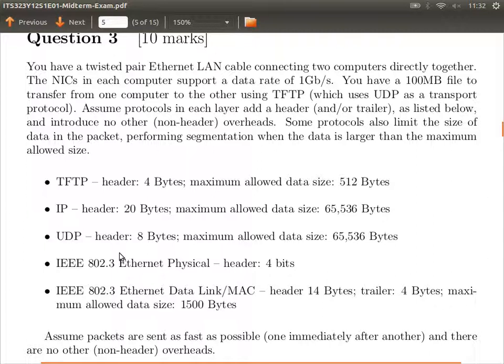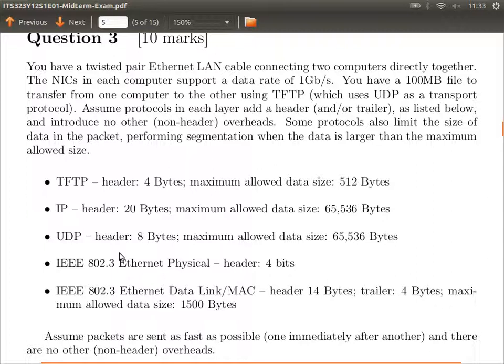It says we're transferring a large file from one computer to another using a protocol called TFTP. We haven't mentioned this one before, so it's something new. It's called the Trivial File Transfer Protocol. It's for transferring files, but that doesn't matter. So the application uses TFTP. That's the application layer protocol, which uses UDP as a transport protocol. So at the transport layer, we have UDP.